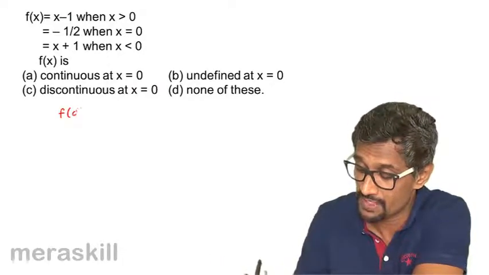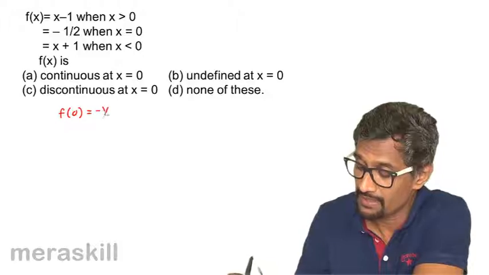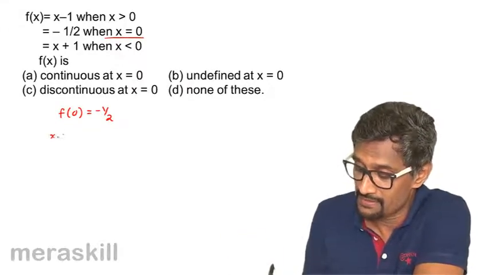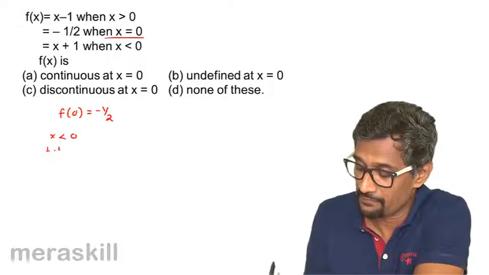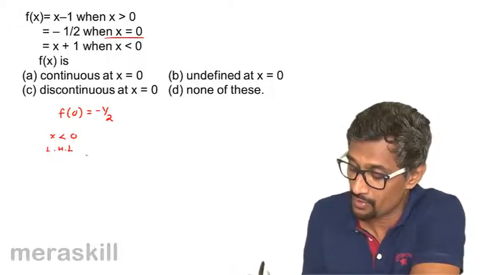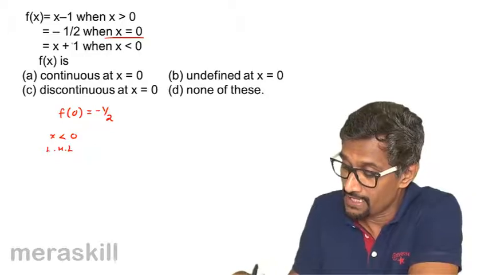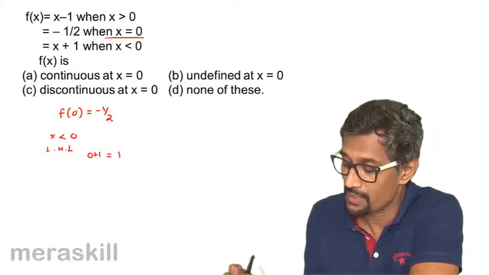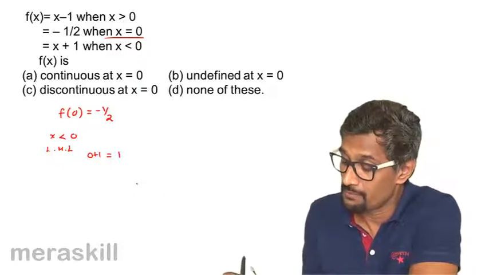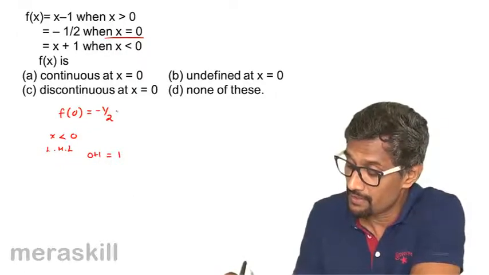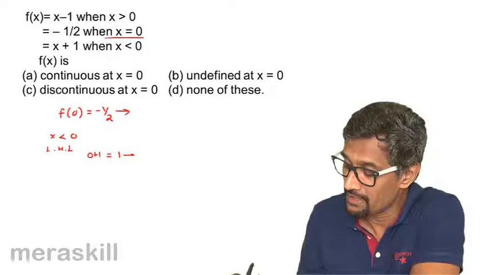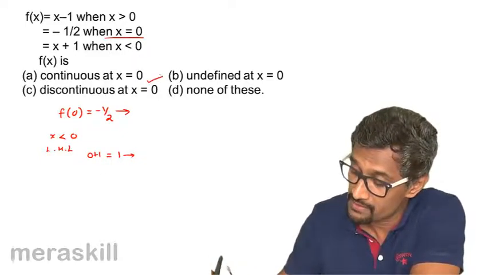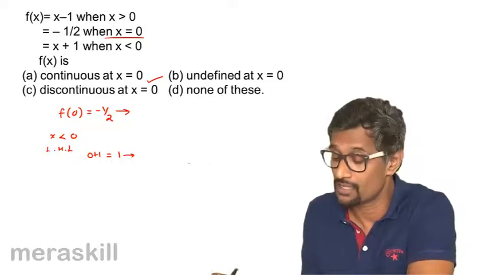Now f of 0 is nothing but minus half, as told, when x is 0. When x is less than 0, this will indicate the left-hand limit. The left-hand limit is going to be x plus 1, so 0 plus 1, which is 1. That means the function value and the left-hand limit are not equal. There is no need to go further. Definitely it is discontinuous at x equal to 0.